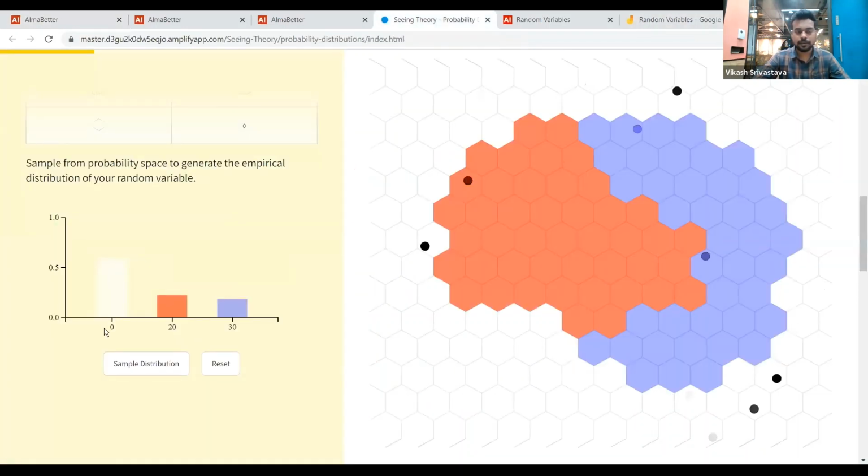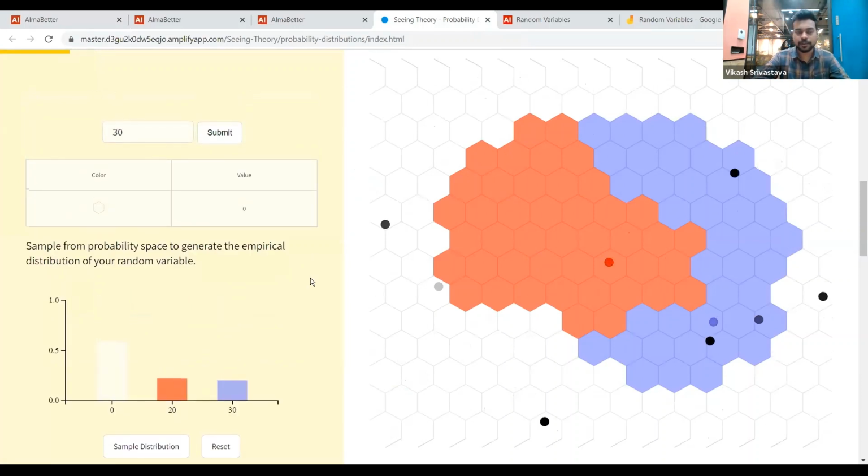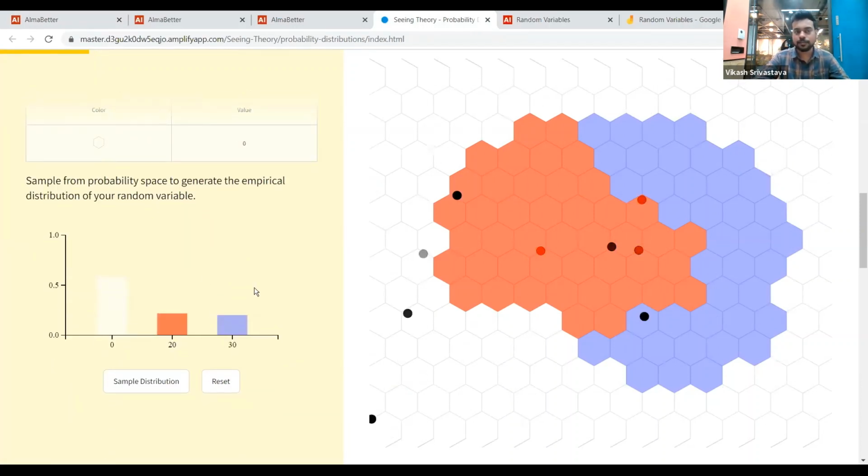So the probability that x is equal to 0 is 0.59. The probability of x equal to 20 is 0.21. Then the probability of x equal to 30 is 0.21, and if you add them together, this will be 1. You can experiment with this and get yourself more exposure to understanding the probability distribution.